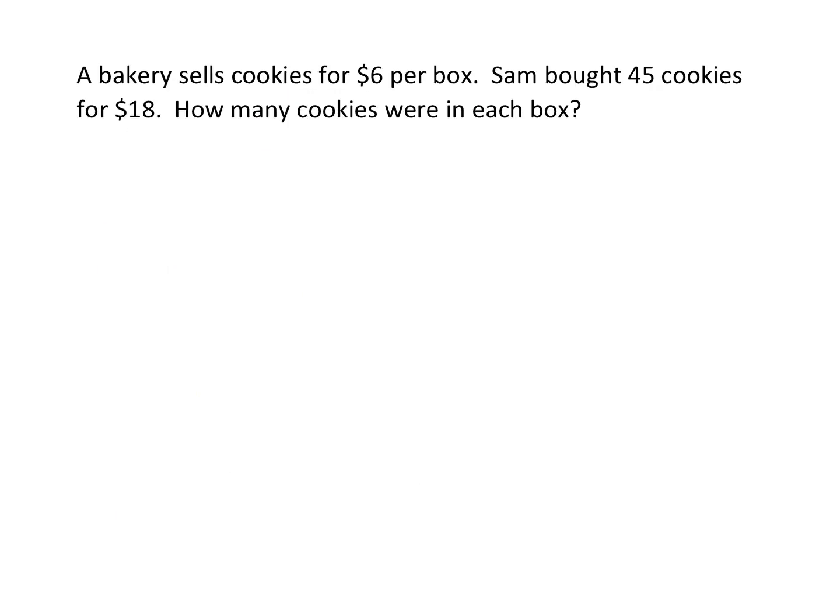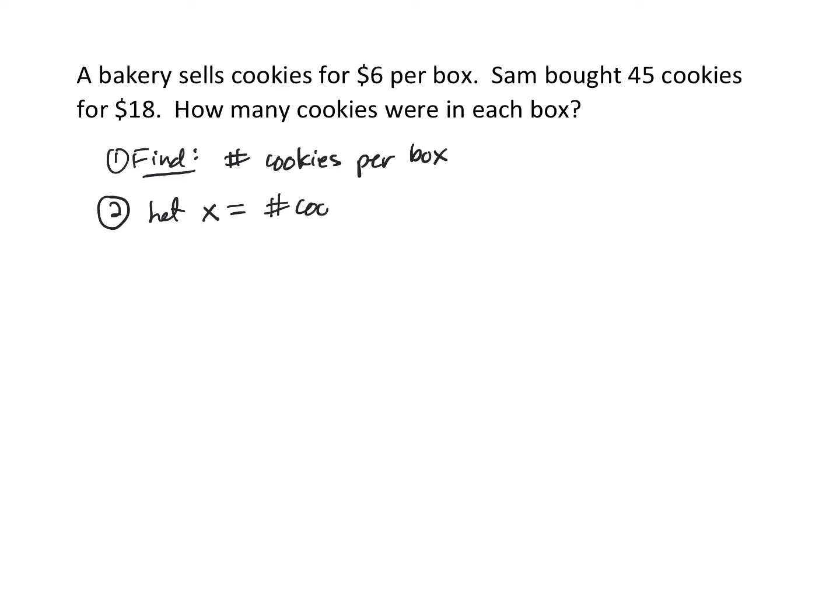Okay, here's the next one. A bakery sells cookies for $6 per box. Sam bought 45 cookies for $18. How many cookies were in each box? So let's write our find statement. So we're going to find the number of cookies per box. Okay, step number 2, let's let X equal the number of cookies per box.